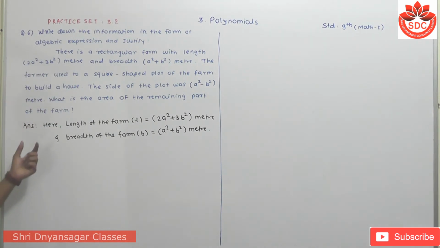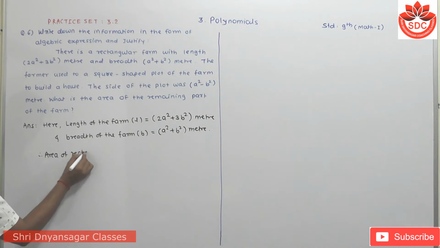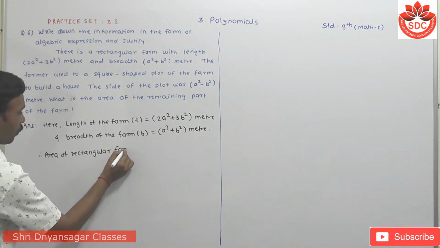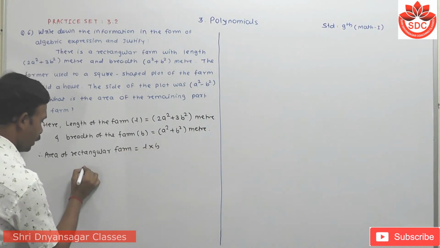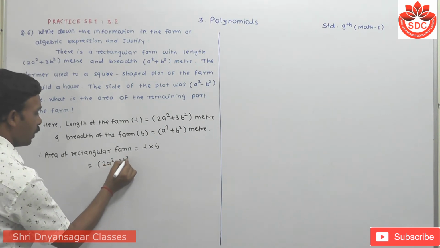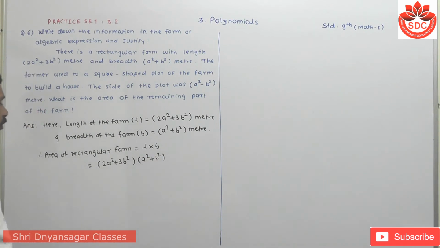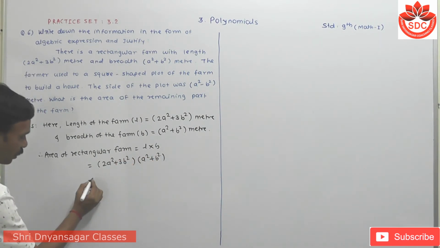Now student, we have to find out the area of this rectangular farm. Therefore, area of rectangular farm is equal to length into breadth. That is equal to, I have taken length is 2a² + 3b² into breadth is a² + b². I have to multiply the first bracket to the second bracket.